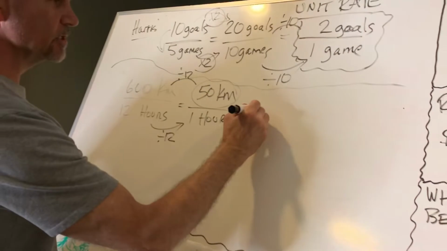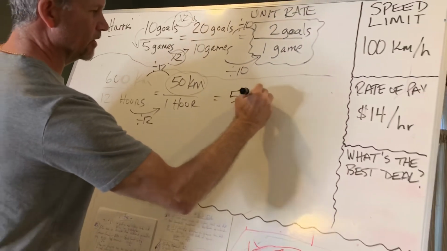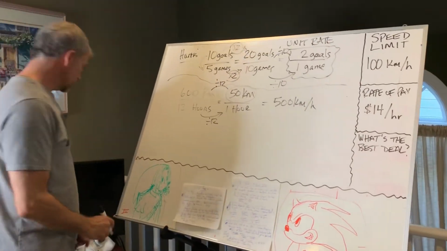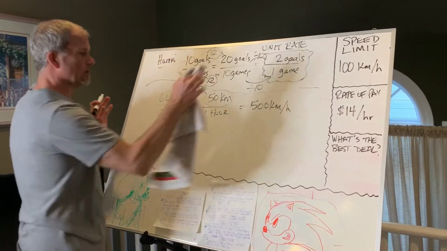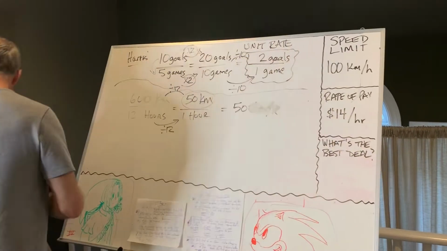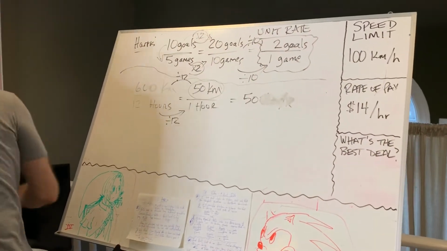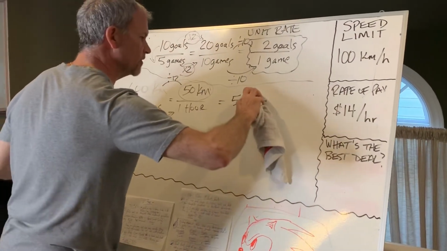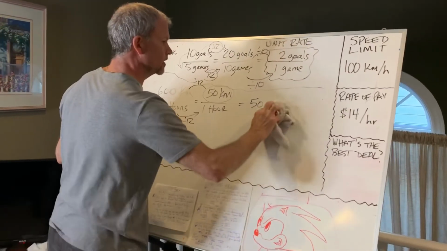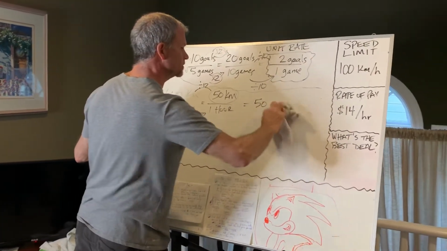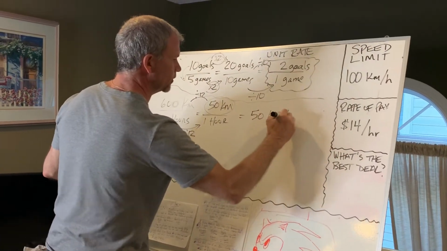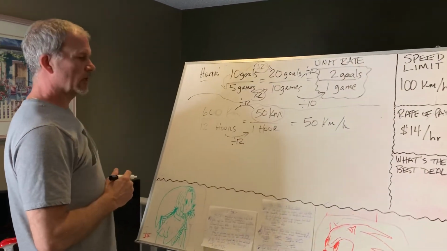So this is, if we write it another way, could be written like that. No, sorry, that's 500. 50. What did I say? 500. Okay. So that should be 50 kilometers in 1 hour. And that's a rate of speed. Okay? So 50 kilometers per hour.